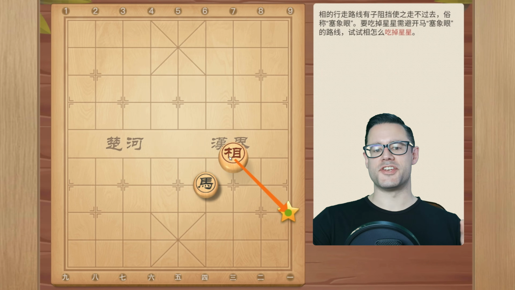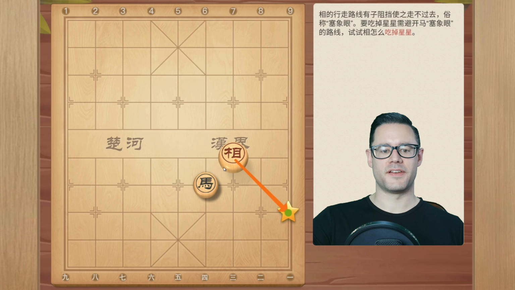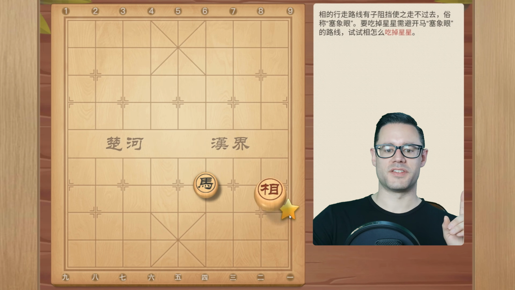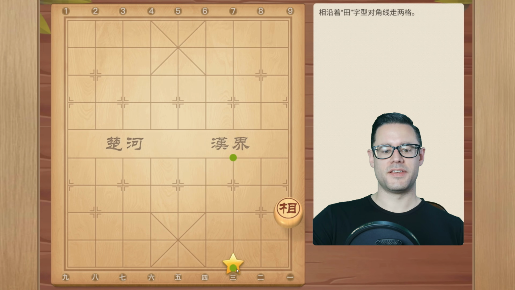Also, elephants can't jump over a piece. So we see this horse here blocking the path of the elephant. That's why there's no green dot showing that we could move 2 spaces. 1, 2. We can't move here because there is a horse in the way. So that means this elephant in this particular configuration can only move to this one spot. And this is the starting location for the elephants.